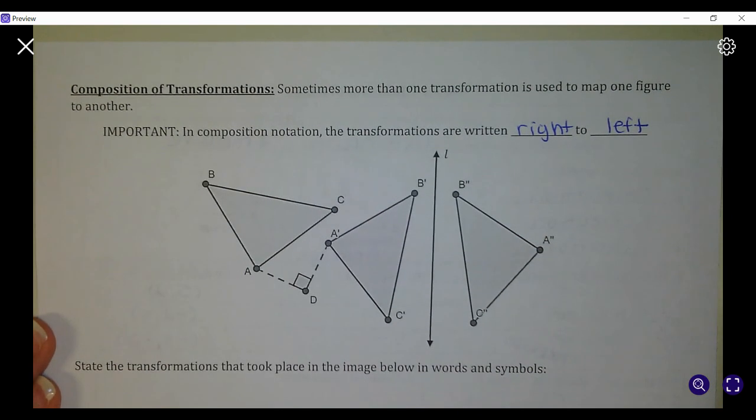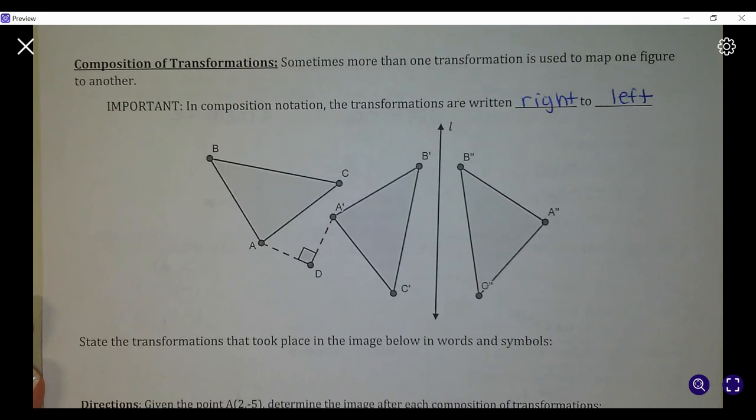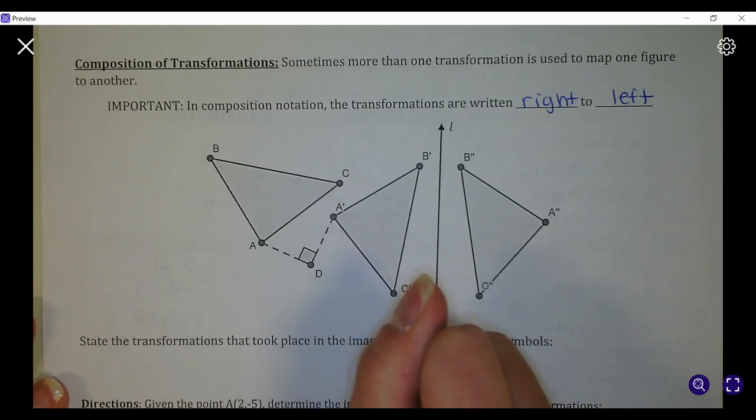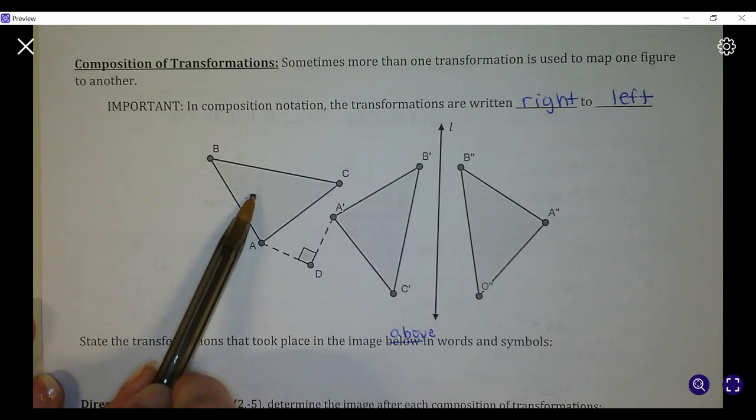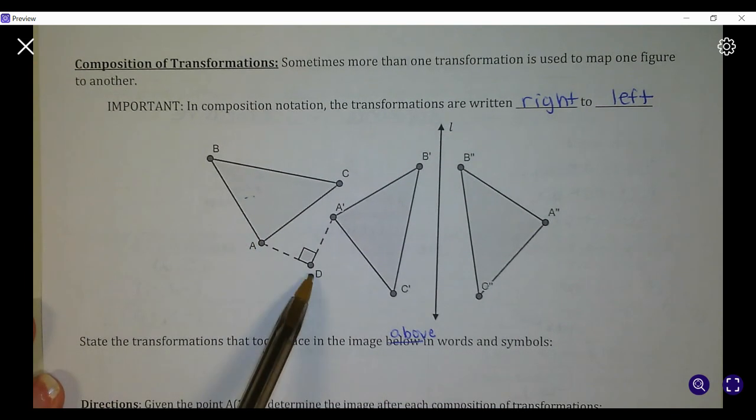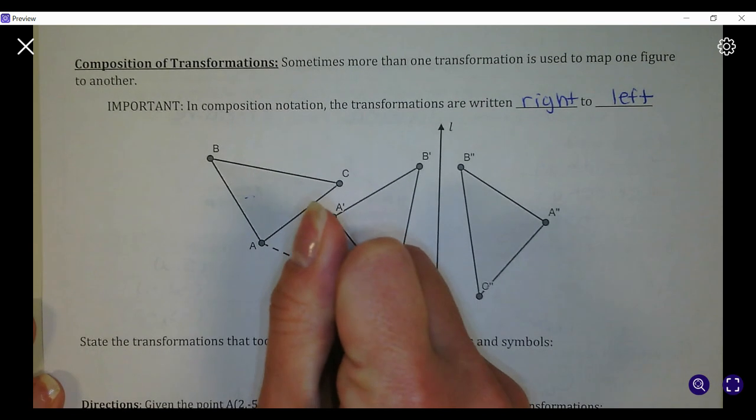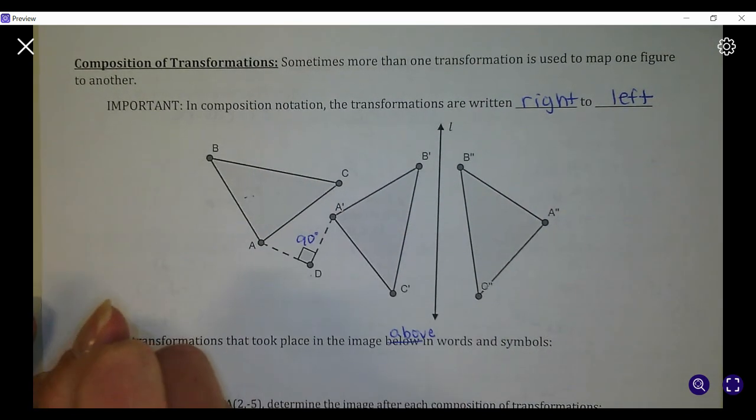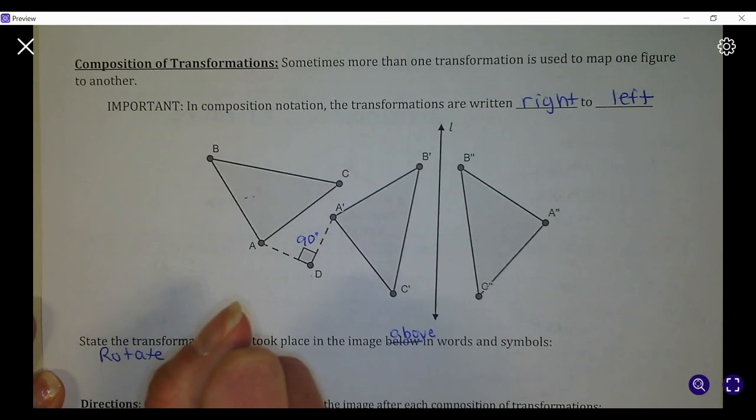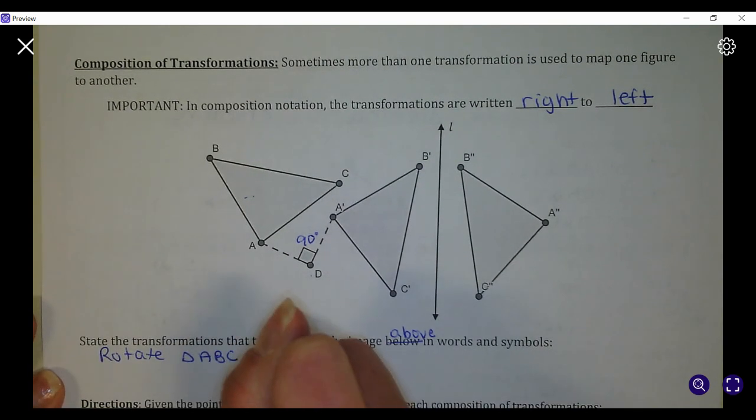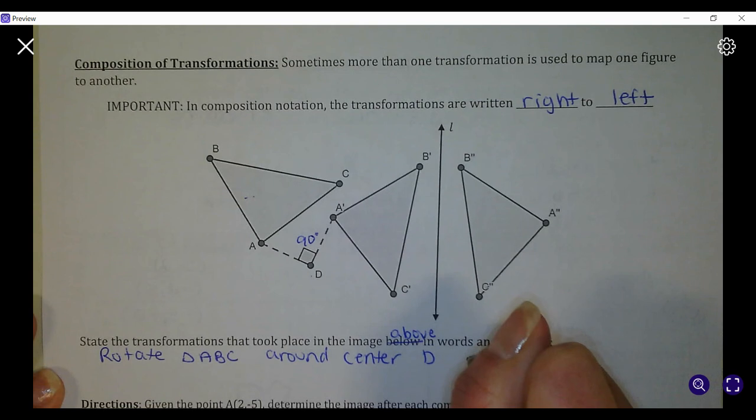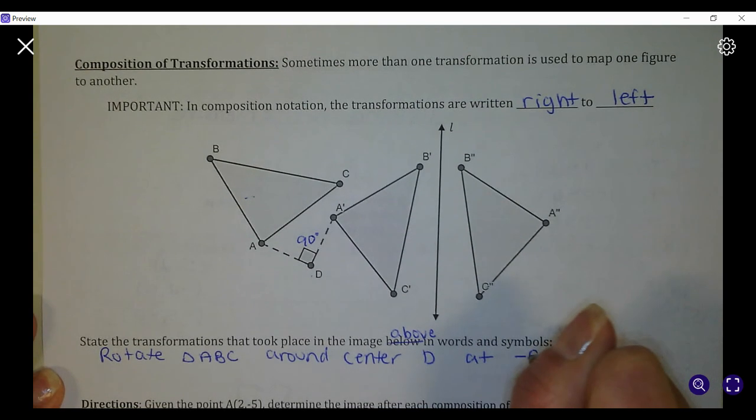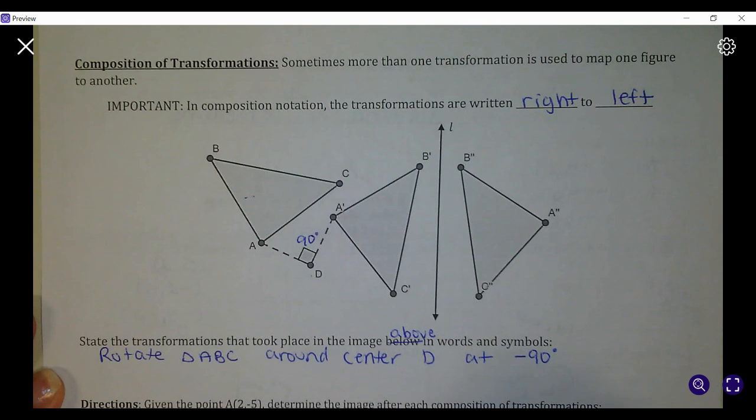In this picture, it says state the transformation that took place in the image, in words and symbols. When you're looking at this, the pre-image is this triangle right here. This is showing you that there was a rotation, and it's a 90-degree rotation. So we're going to say rotate triangle ABC around center D at negative 90 degrees, or you could say positive 270.